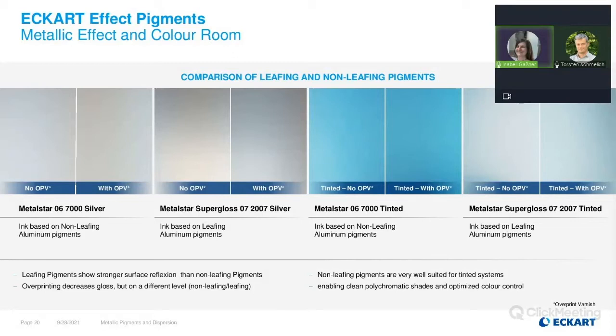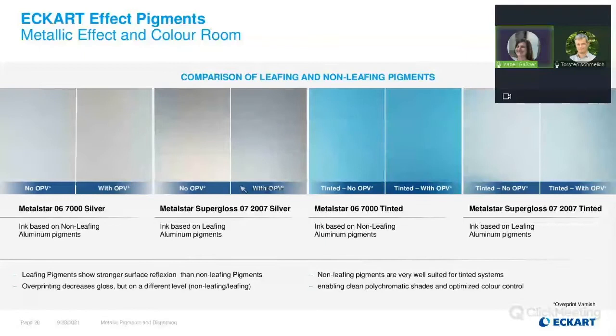Did I use the pointer? No, it's easier with the pointer because it's many pictures and not so easy to explain. So what we wanted to show here is what is the difference when a silver ink is printed purely and printed with an overprint varnish. This is the non-leafing ink, and this is the leafing ink. And the non-leafing ink stays quite similar regarding the brilliance, while the leafing ink shows an intense metallic character, which is affected by using a varnish.